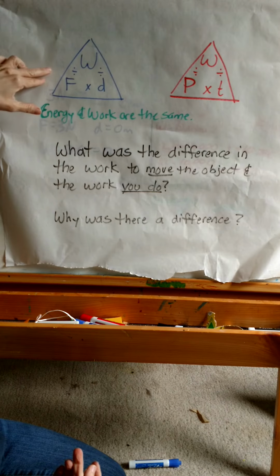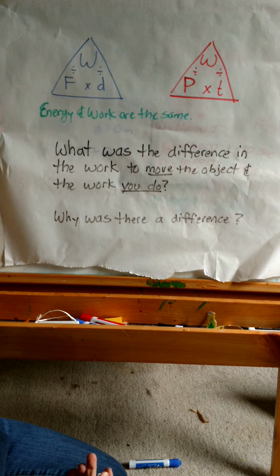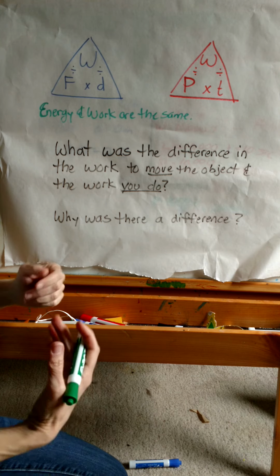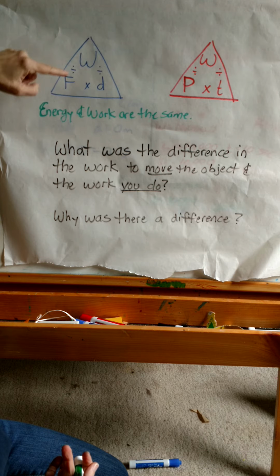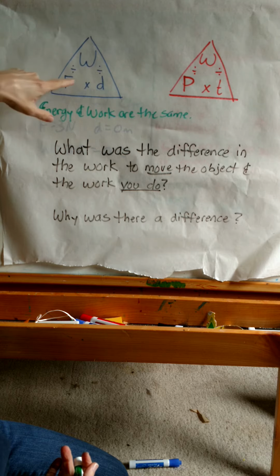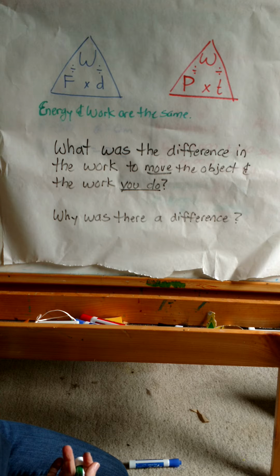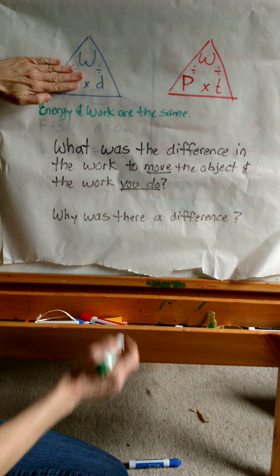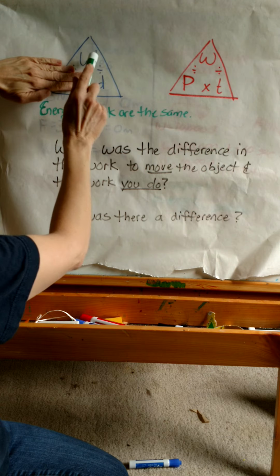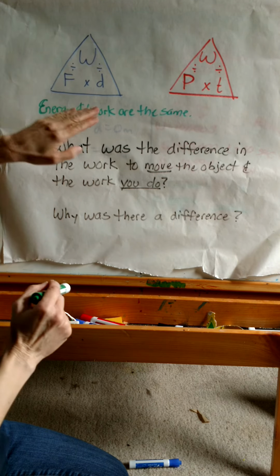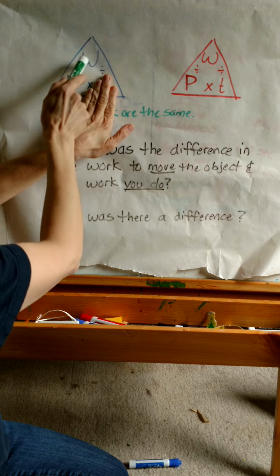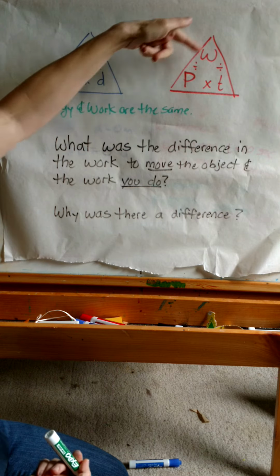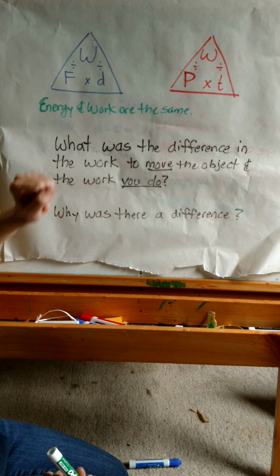If you look on your formula sheet, you should have these two formula triangles here just to help you figure out. I went through how to calculate work. You might need to calculate force, or you might need to calculate distance. Just like we've done before, if you need to calculate force, cover up the F and you find out that force is work divided by distance. If you need to calculate distance, you cover up the D and you find out that distance is work divided by force. Same thing goes for the power triangle over here.